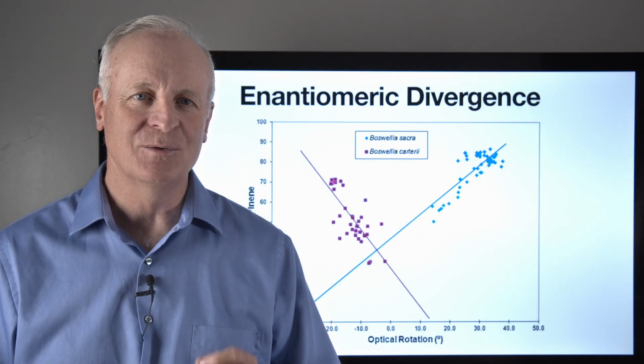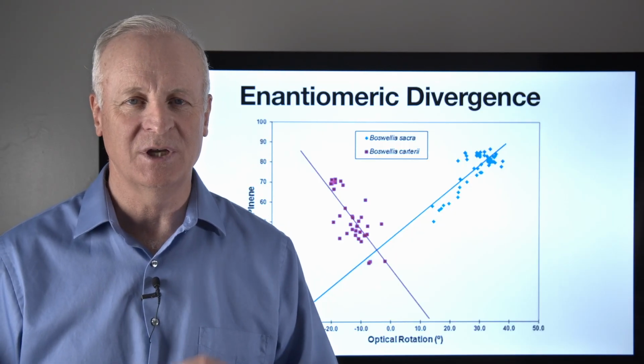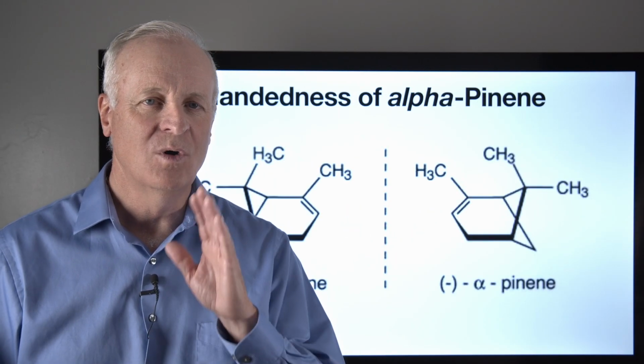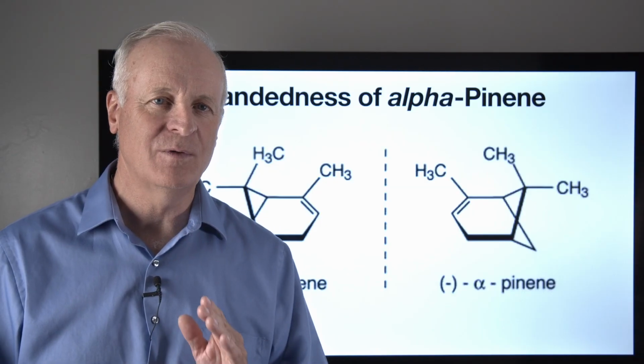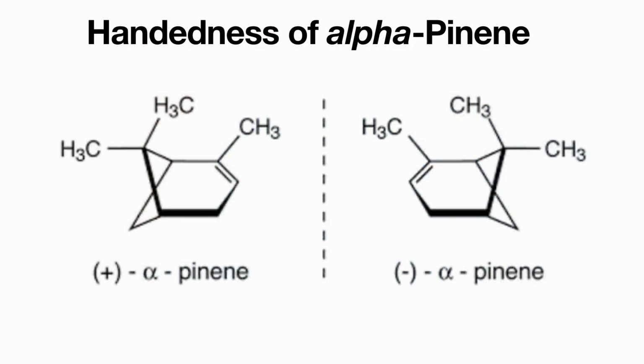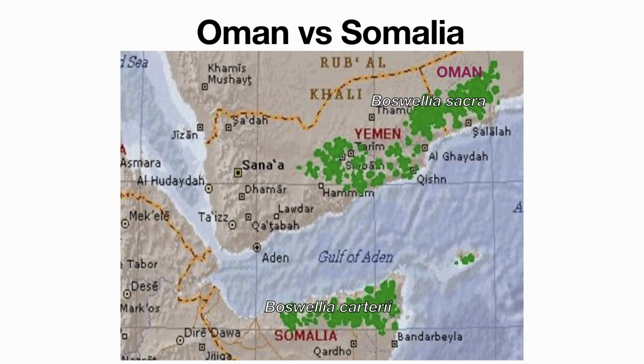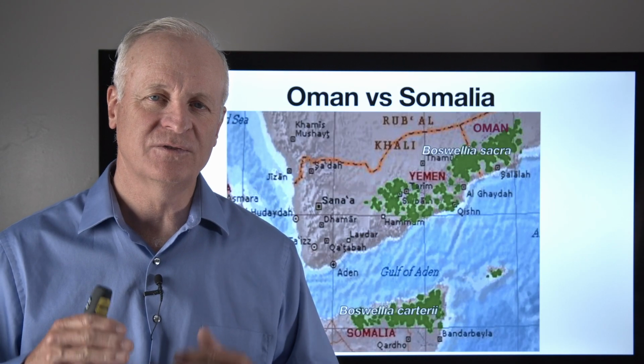So it would take some more analytical tests to be able to prove that. So that's what I was looking for. Alpha-pinene was the key. Remember, this separation of these two frankincense fields in Oman and Yemen versus Somalia is a very old separation. They're separated by the ocean. How have they differed over time? What kind of differentiation has happened because they're separated by so much water?